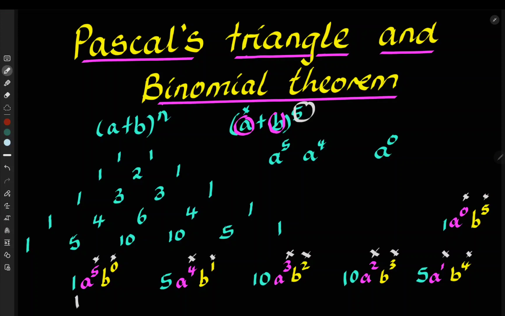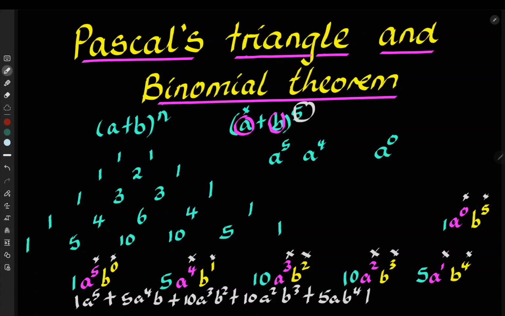Then you will have 1 a to the power 5, where b to the power 0 is just 1, then plus 5a to the power 4 b, plus 10a cubed b squared, plus 10a squared b cubed, plus 5ab to the power 4, then plus, there's no need to write a 1, just b to the power 5, because a to the power 0 will give you a 1. This is how you expand using Pascal's triangle.